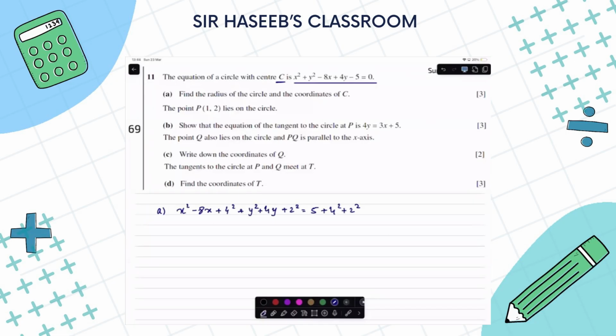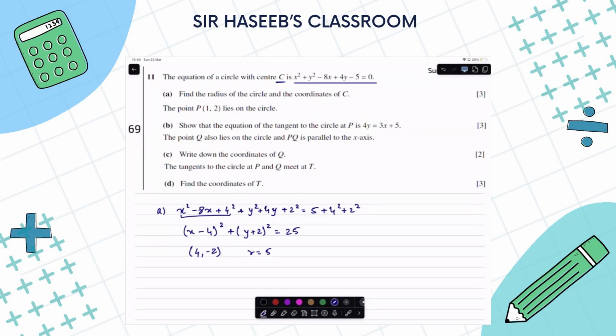Yep. So (x minus 4) whole square plus (y plus 2) whole square equals 25. Right? Center is (4, negative 2). Radius is 5. Right? Okay.